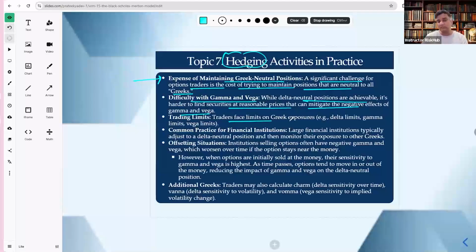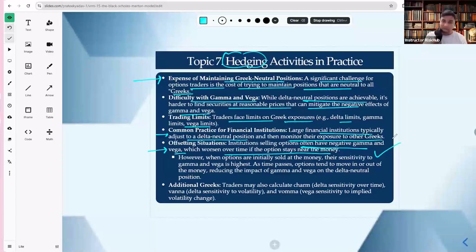Trading limits: traders face limits from Greek exposure, delta limits, gamma limits, vega limits. Common practice of large financial institutions is to typically adjust to a delta neutral position, then monitor the exposure to other Greeks. Offsetting valuation: institutions selling options often have negative gamma and vega, which worsen over time if the option stays near expiry.